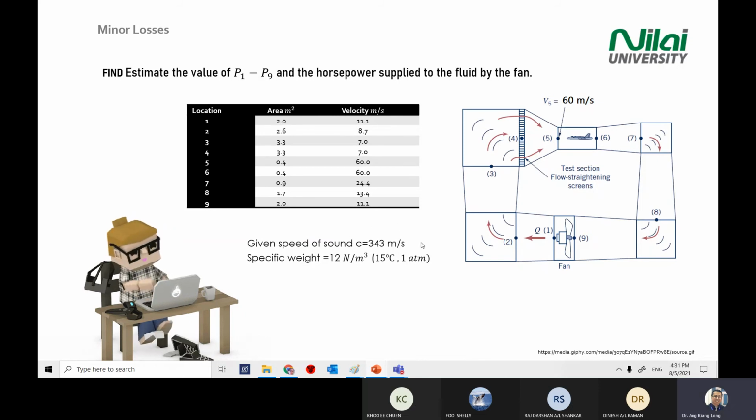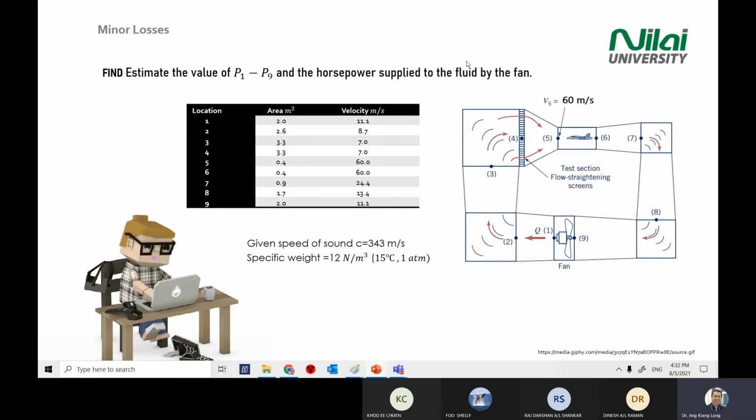Just to give you some hints, in the exam, you need to know how to calculate speed of sound. You need to calculate speed of sound when we cover chapter 6 or chapter 7 later on. So when it comes to the final exam, we expect you to know how to calculate the speed of sound already. Specific weight given at 15 degrees C, 1 atm standard atmospheric condition will be 12 Newton over meter cubed. So this one, in the exam, you need to refer to a table.